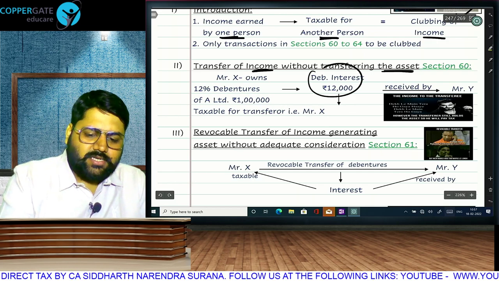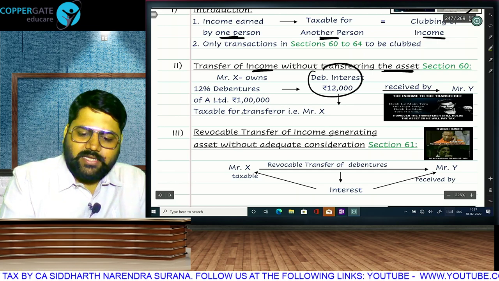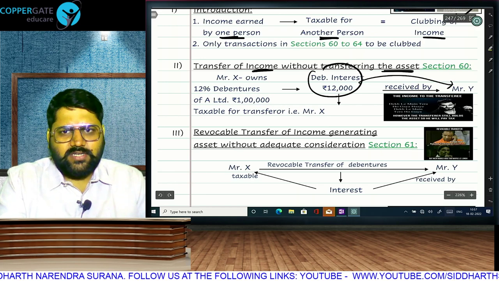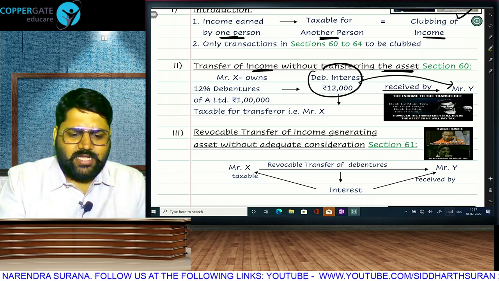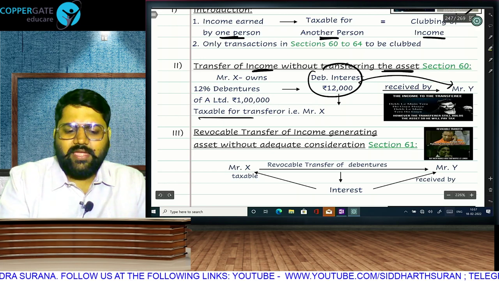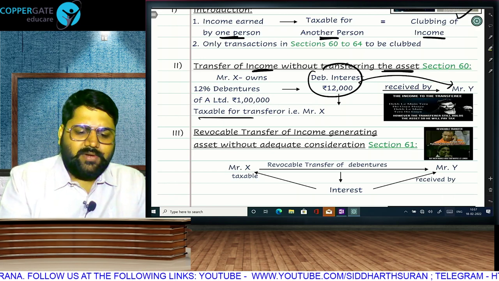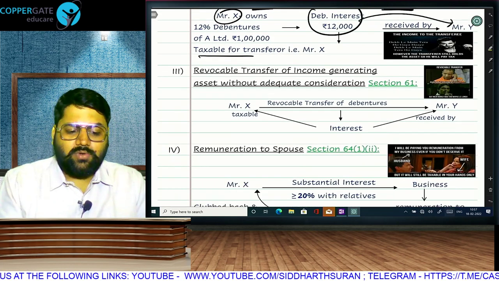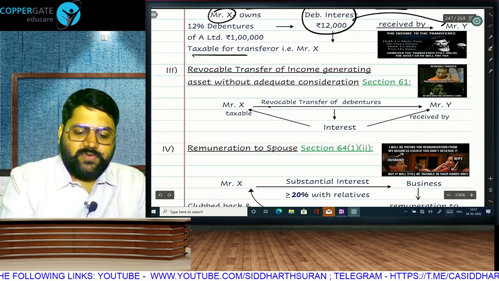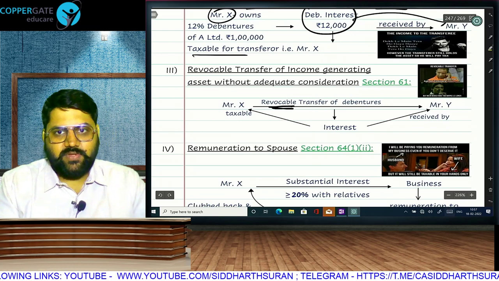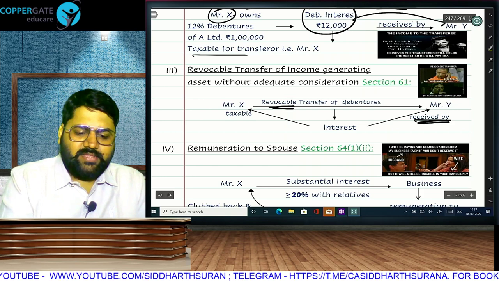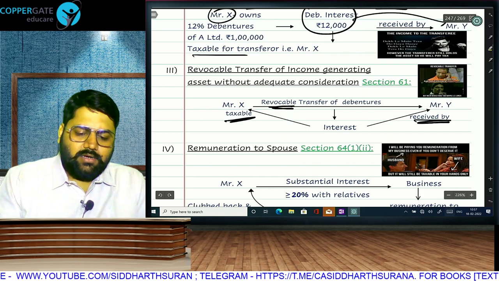So you own debentures, you transfer the interest earned from the debentures to any person. Any person, here the transfer is not defined. You have transferred income while you continue to hold the asset, then the income will be clubbed in the hands of the transferor. Next, this time you transfer your asset only, but it's a revocable transfer. Whenever I want, I will take it back. So once again, the income will be received by the transferee, but taxable for the transferor.